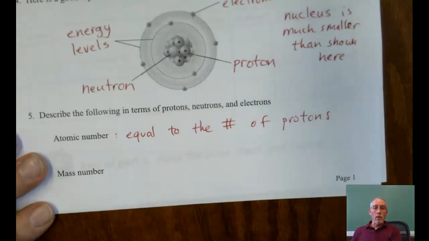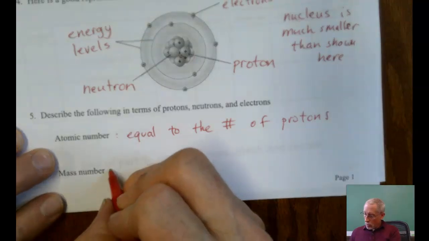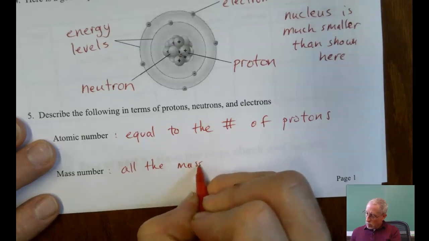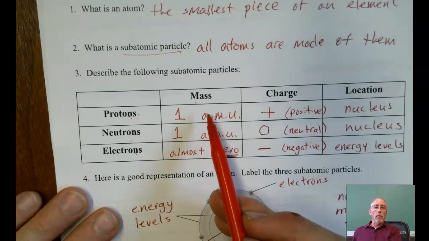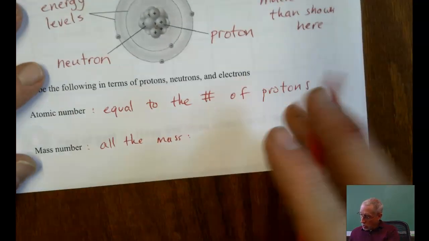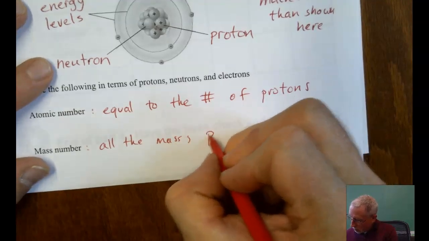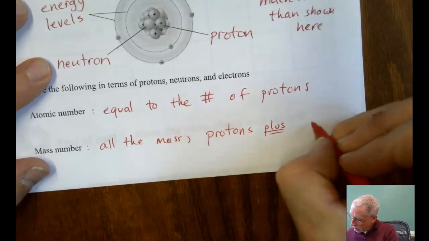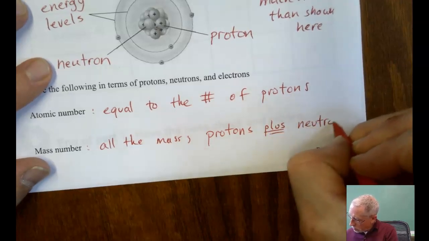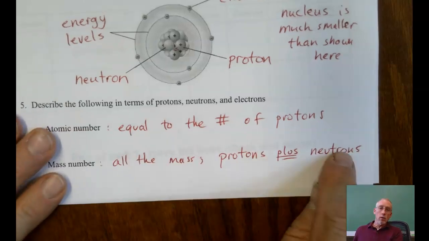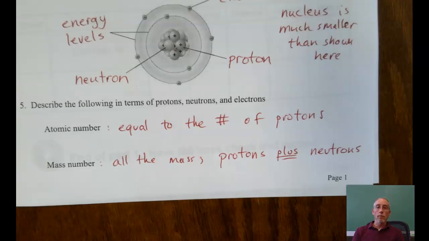Every atom also has a mass number. This is equal to all the mass. Now, up here, I want to remind you that the mass in an atom is due only to the protons and neutrons because the electrons are so small. So the mass number is the protons plus the neutrons. There's a little math problem you've got to do. Once you know how many of each thing is in an atom, just add up the protons and the neutrons. You will have that atom's mass number.